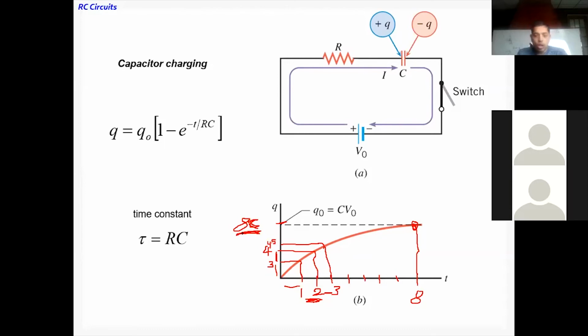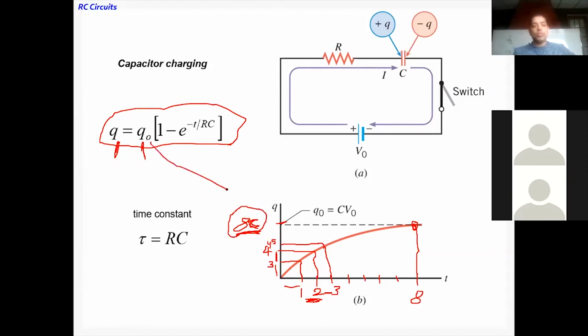Yes. So how do you represent that charging process mathematically in the form of a formula? How do you formulate that mathematically? This is how you represent the charging process, where Q is the instantaneous charge. Q0 is the total charge. In this case, what is the total charge? 8. That's your Q0. Q0 is 8.